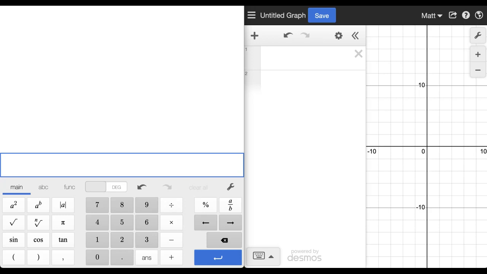All right, on to numbers 19 and 20. Directions say find the inverse function and state its domain. So here's your original function. This is number 19.